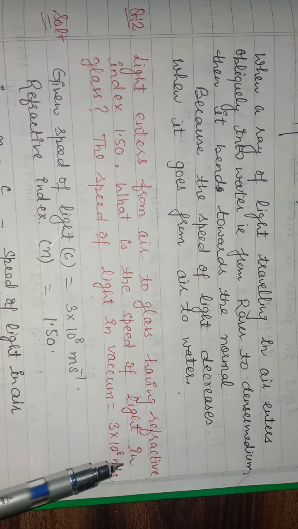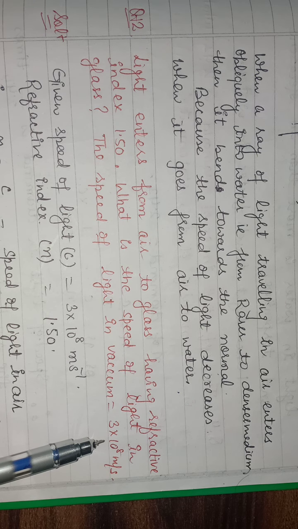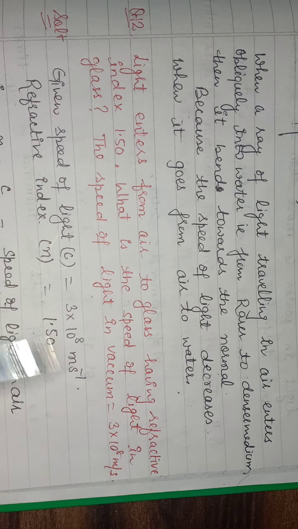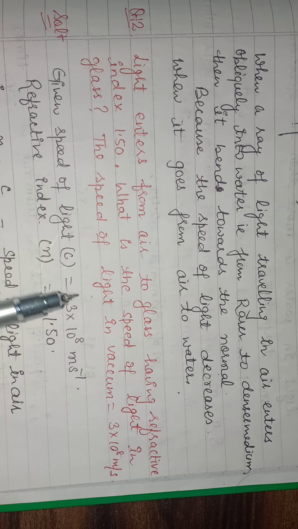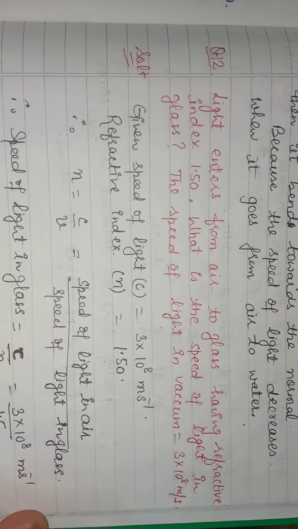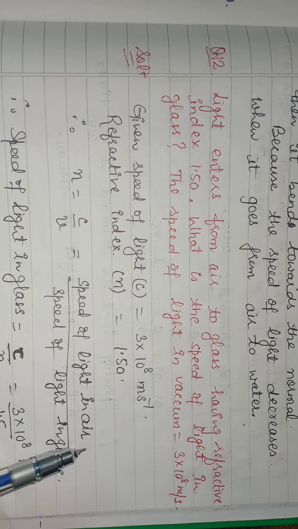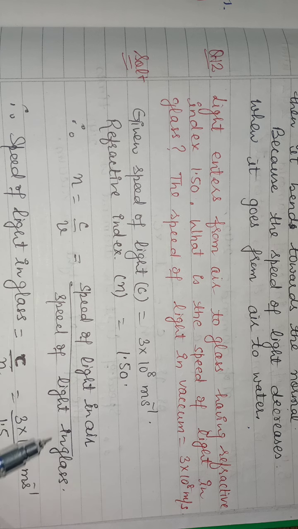What is the speed of light in glass? The speed of light in vacuum is given to you, that is 3 into 10 raised to power 8 meter per second. So what are the things given in this question? Speed of light in vacuum or air is 3 into 10 raised to power 8 meter per second. Refractive index is 1.50. Now the formula for calculating the absolute refractive index is n = c/v, where c is the speed of light in air or vacuum, and v is the speed of light in the medium.